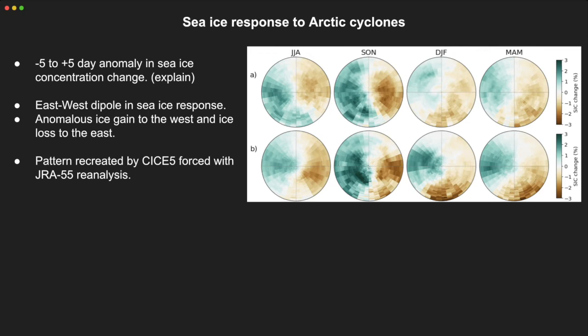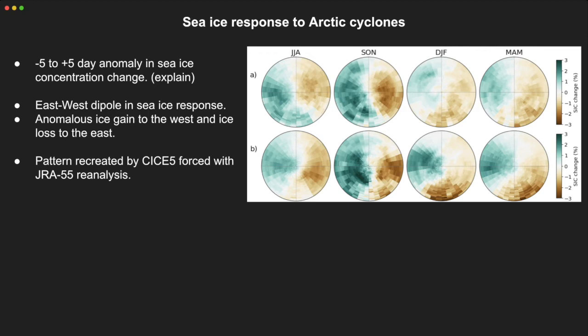That's a little complicated, so I'll just say that all you really need to understand is where you see this greeny blue color, that means you're gaining sea ice faster than normal, and where you see a brown color, that means you're losing sea ice faster than you would normally. And so we can see in each season we get gain of sea ice to the west of cyclones, and we lose sea ice faster than normal to the east of cyclones.